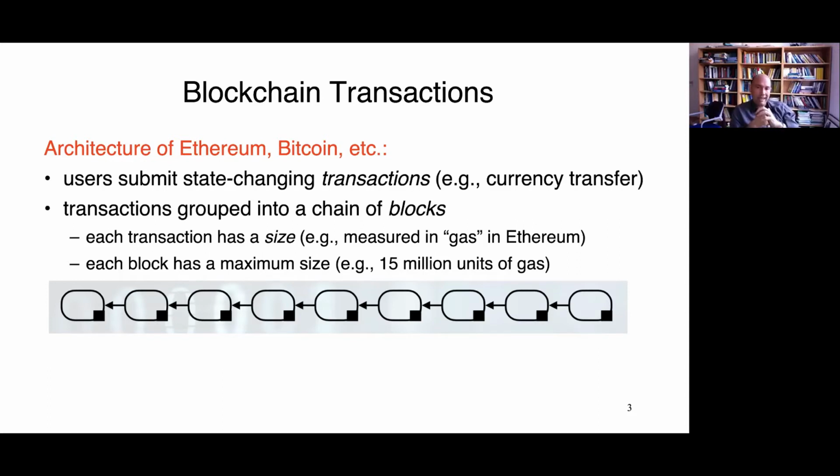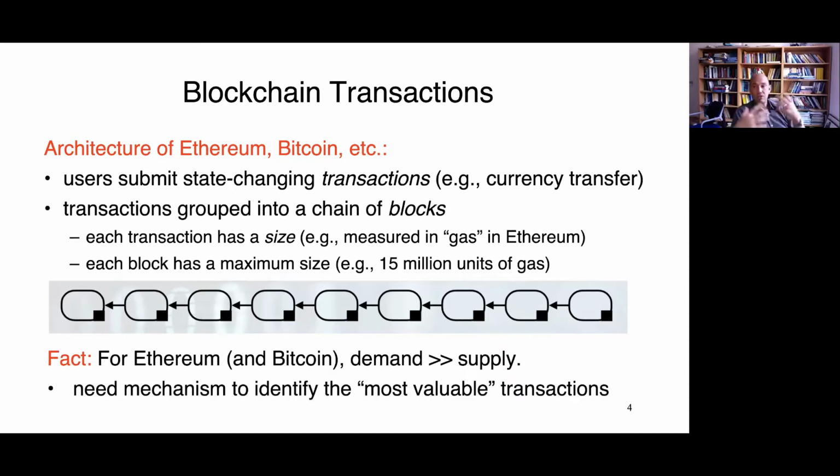Each one has a cap of 15 million units of gas, which you should think of as, ballpark, maybe a few hundred transactions, maybe 500 transactions in a block. In any case, with blocks only every so often and only so big, we have on our hands a scarce resource. There's only so many transactions per second one of these blockchains can process. And for really successful blockchains, including Bitcoin and Ethereum, demand is far, far larger than supply.